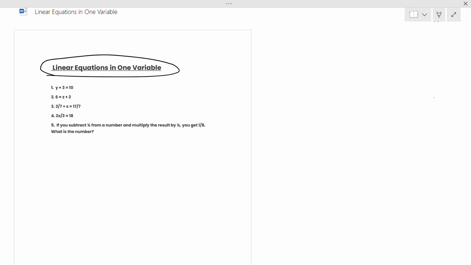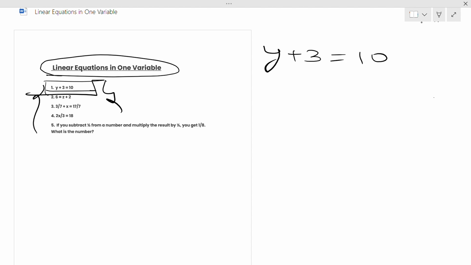Hey everyone, I've come with a very interesting topic today: linear equation in one variable. So let's get started. We have some equations, and I'm going to solve each equation and try to make you understand as well. Our first equation is y plus 3 is equal to 10.